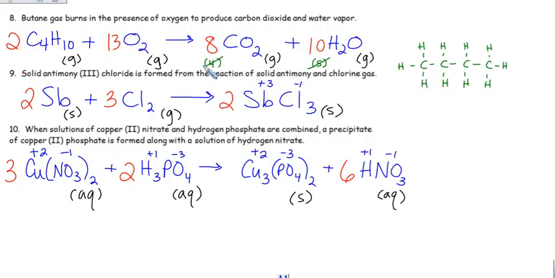I need 3 copper on both sides. That gives me 6 nitrate groups, so I've got to go all the way out in front here, but I can get you 6 groups of nitrate. That gives me 6 hydrogen, so 2 times 3 is 6. And what do you know? 2 groups of phosphate on both sides. There are my 3 copper, hello, and 6 nitrates.